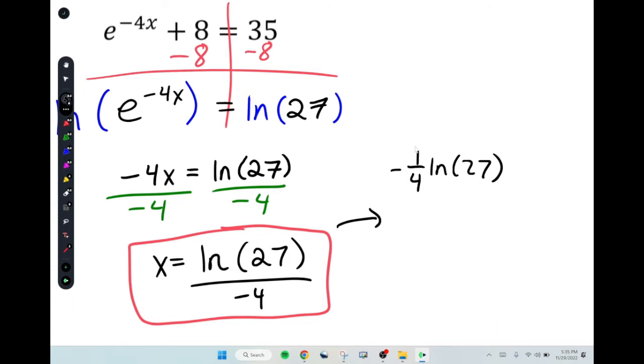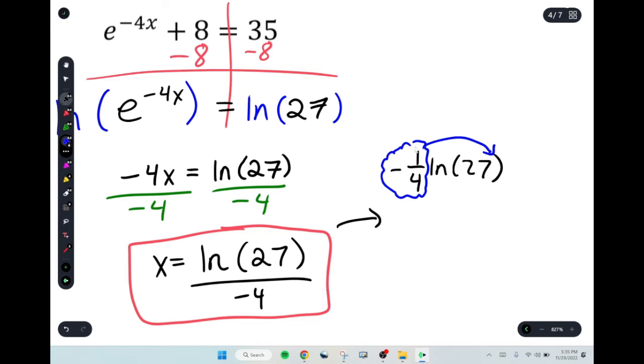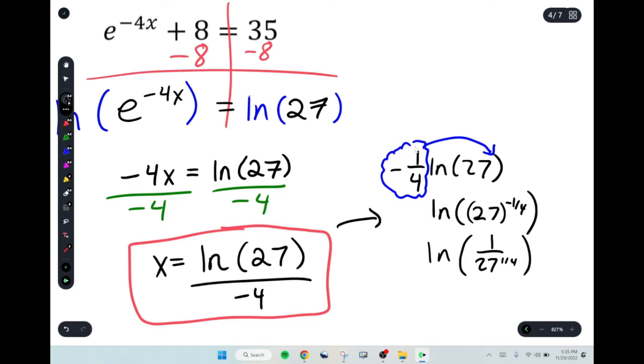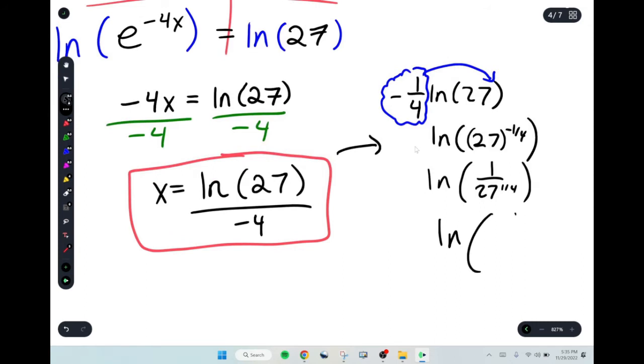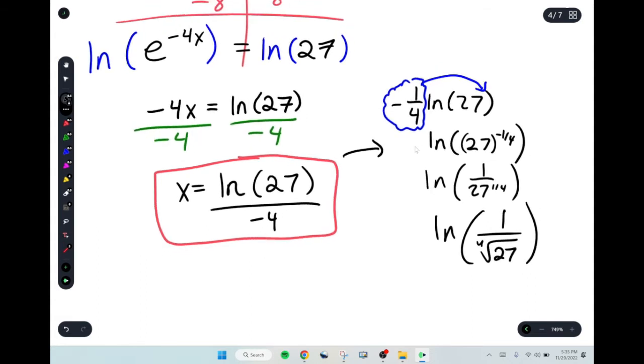Oh, yeah. And there's a little rule we have where if it's in the front, it could also be up here. So now I've got ln of 27 to the negative 1/4, which is ln of 1/27 to the 1/4, which is ln of the 1/4 root of 27. No, you wouldn't do that. I just think the red thing would be the multiple choice thing. I'm just saying, it's good to know.